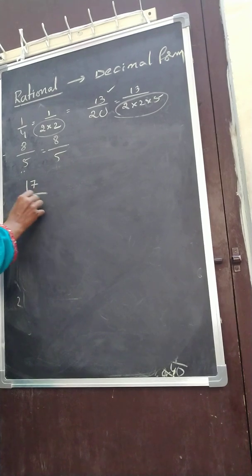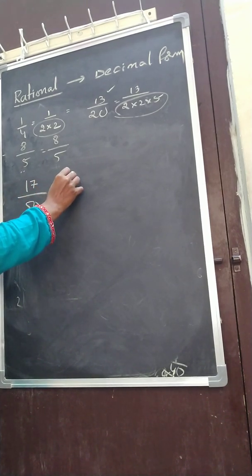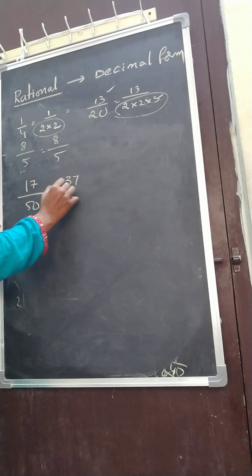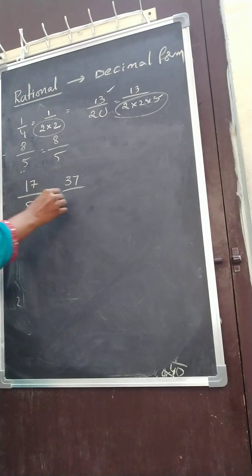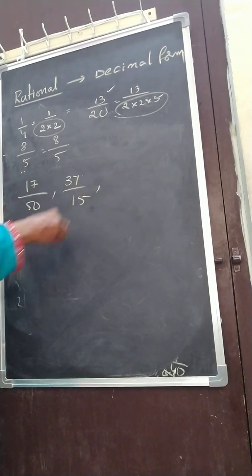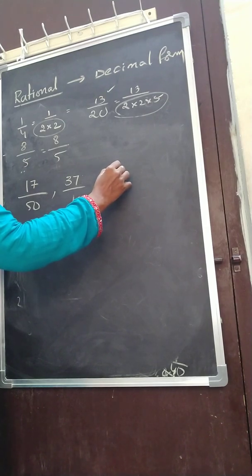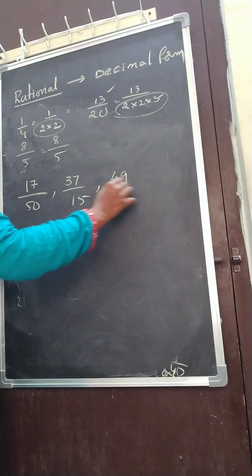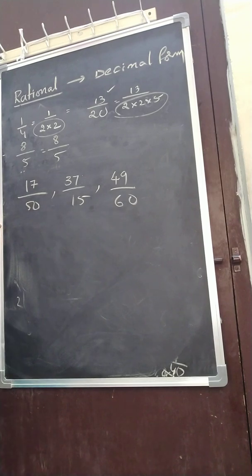17 by 50, 37 by 15, 49 by 60. Some numbers. Let us check whether these are terminating or not.